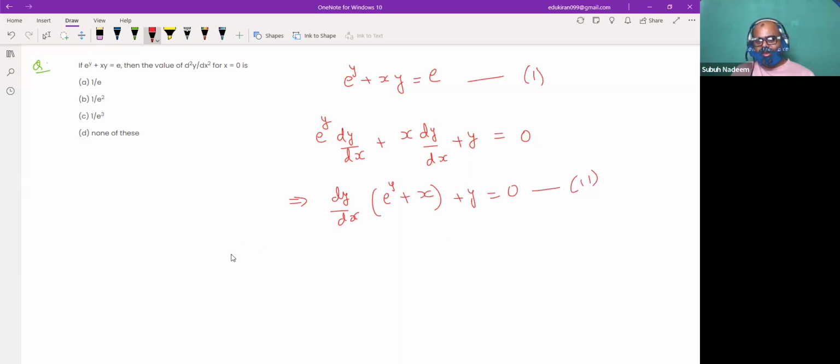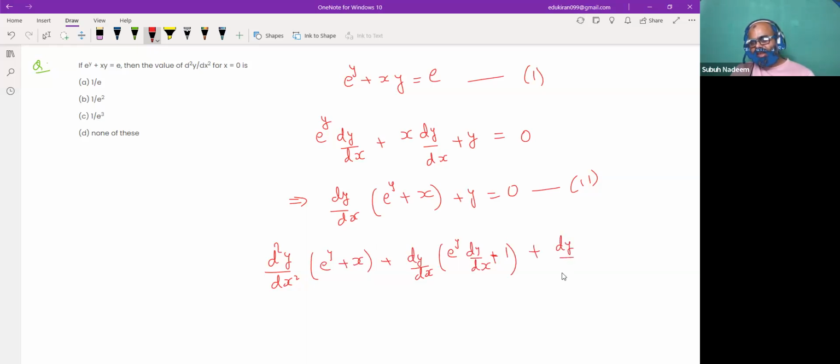Now we'll differentiate again. So we will get d2y by dx square by product rule into (e to the power y plus x) plus dy by dx, and differentiation of this is e to the power y dy by dx plus differentiation of x is 1. Then this y will be differentiated as dy by dx and this will be equal to 0. This is the third one.